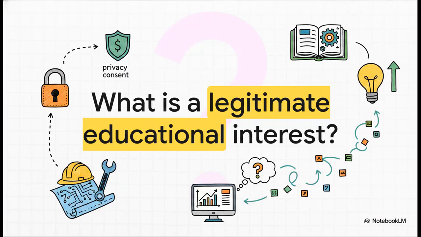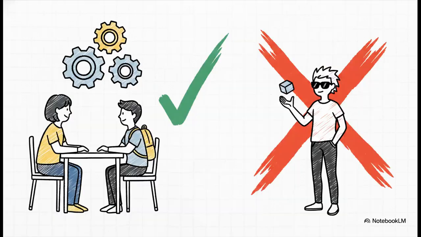Under FERPA, there are some very limited exceptions that let school officials access student records without parental consent. But to actually use that exception, you have to have what the law calls a legitimate educational interest. So, as a builder, you have to ask yourself this critical question for every single project you take on. What actually constitutes a legitimate educational interest in the context of my software? The line is drawn entirely by your purpose.